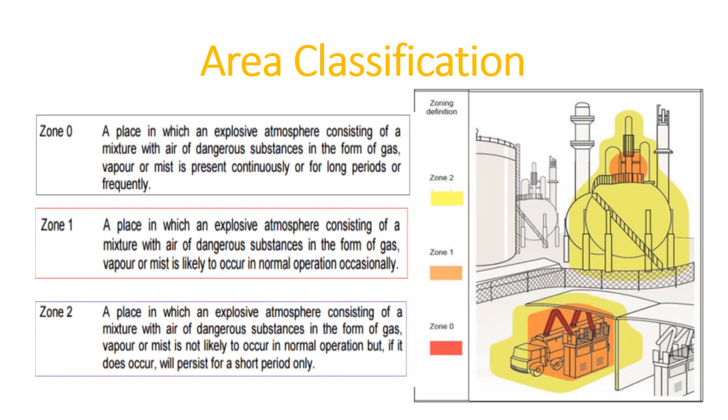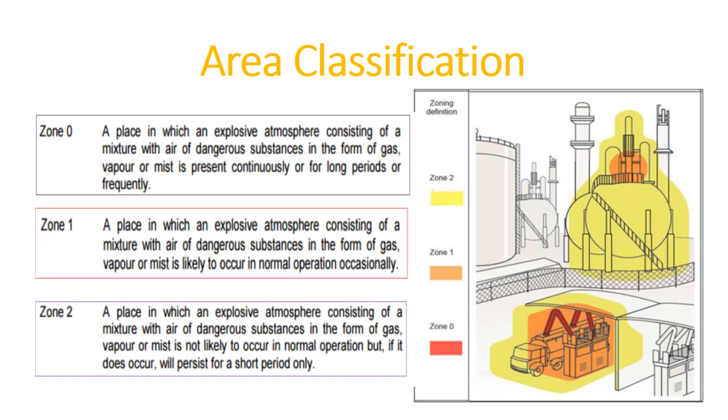Now there are other methods also through IEC. IEC classifies the hazardous area into three areas based on zone 0, zone 1 and zone 2. Zone 0 are the places where the explosive atmosphere consisting of a mixture of air and dangerous substance in the form of gas, vapor or mist is present continuously for a long period of time or frequently.